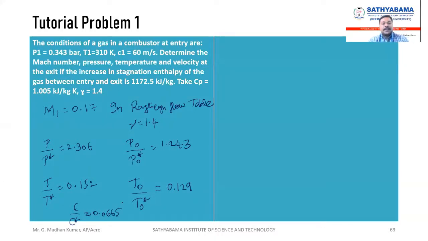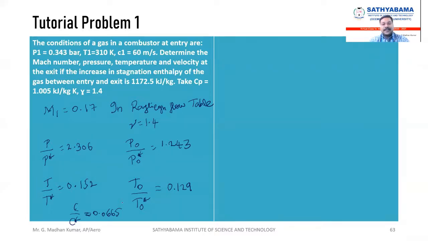Yes, right. So finally, we have written the data of the Rayleigh flow table for Mach number M1 equal to 0.17 with respect to the critical state of the flow. With respect to the critical state of the flow, we have all these ratios that we estimated. Now with the help of this, we are going to find M2. How are we going to find M2?